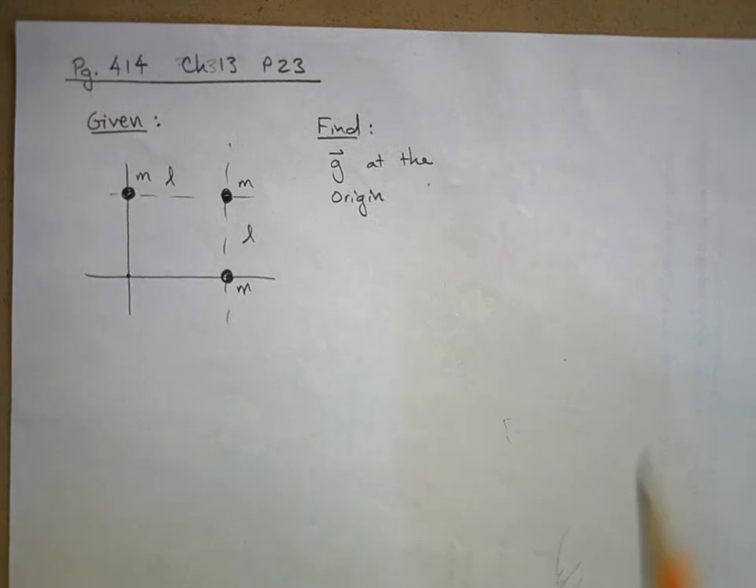So here's problem 23 on chapter 13 on page 414. I'll read the problem. It says, three objects of equal mass are located at three corners of a square of edge length L, as shown in the figure. Find the gravitational field at the fourth corner due to these objects.